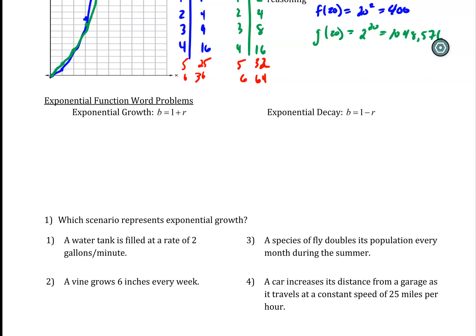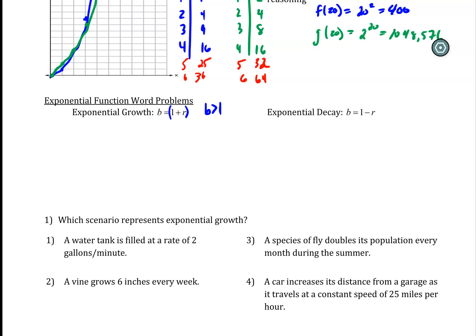When dealing with these, it's important to be able to differentiate between a growth and a decay. And that is the b value, the b factor. We talked before about it being a growth when the b value is greater than 1. Well, more specifically, when you are adding the rate here.